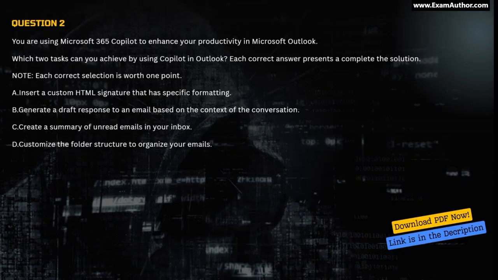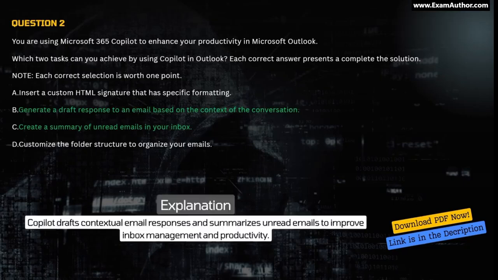A. Insert a custom HTML signature that has specific formatting. B. Generate a draft response to an email based on the context of the conversation. C. Create a summary of unread emails in your inbox. D. Customize the folder structure to organize your emails. Correct answer, B and C. Generate a draft response to an email based on the context of the conversation. Create a summary of unread emails in your inbox. Explanation. Copilot drafts contextual email responses and summarizes unread emails to improve inbox management and productivity.